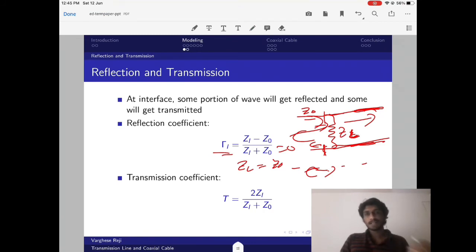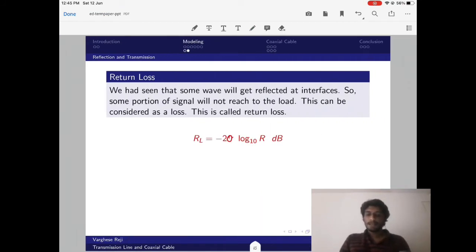Now what happens if this condition is not satisfied? Then that will lead to a loss. Actually we are not getting sufficient signal, that is a loss. That is called return loss, and quantitatively we can write that as 20 times the logarithm of the reflection coefficient, and it is written in decibel.